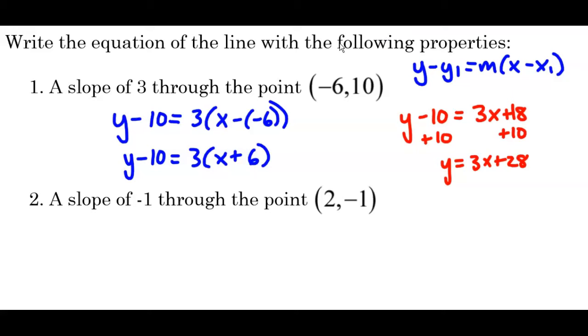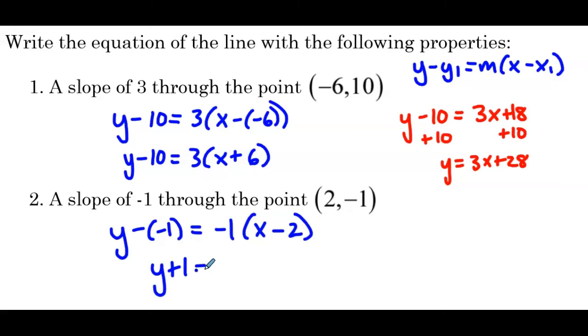So looking at our second example, a slope of -1 through the point (2, -1). We have y minus -1, the y coordinate is -1, slope is -1, and then x minus 2. So simplifying, we'd have y plus 1 equals -1 times x minus 2. And we can leave our answer just like that. This work to the side was just to show you that I can put this equation in slope-intercept form. But if we're coming up with an answer in point-slope form, we're done right here. That's another nice feature of point-slope form.